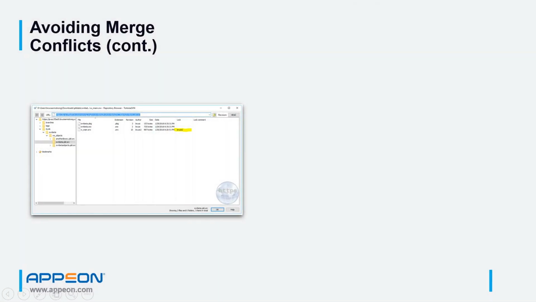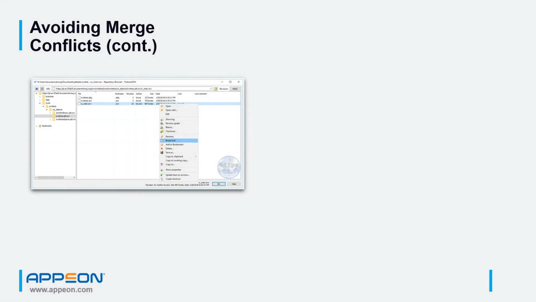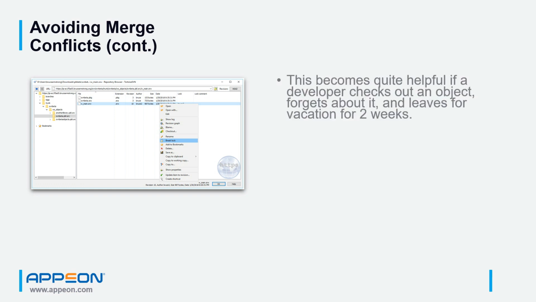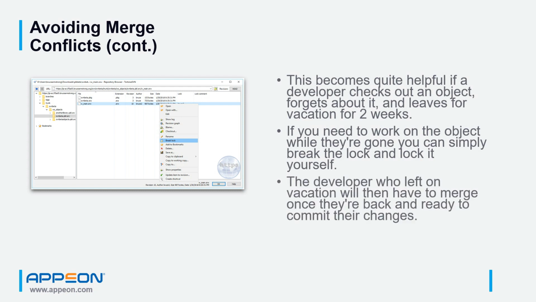Okay, so let's say you need to make a change urgently to an object. You can go in and look to see who's got the object locked, and if necessary, now this is kind of a unique feature of Subversion, you can break the lock. So let's say a developer checks out an object and then leaves on vacation for 2 weeks, and you've got an urgent change you need to make. You can go in and break the lock, get the lock, make your changes, commit them, and then when that developer that locked it and went away for 2 weeks comes back from vacation, they're going to have a merge conflict, but you're going to be able to make the change you need to make.